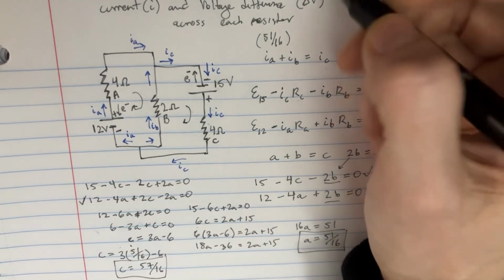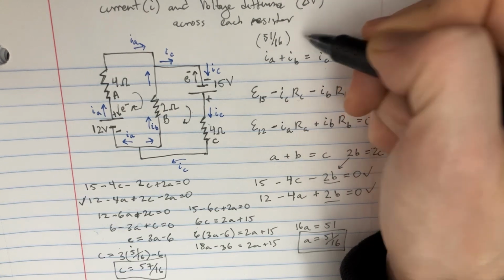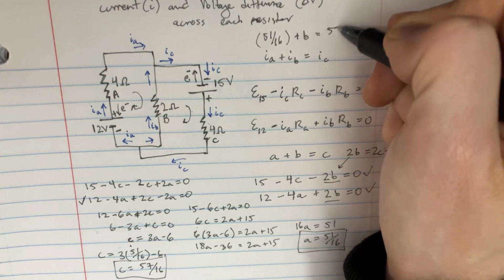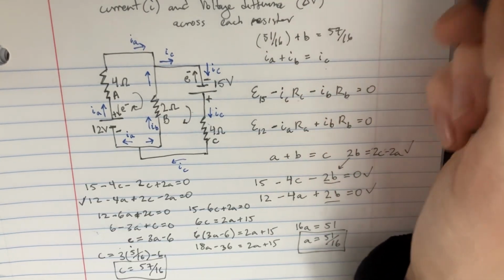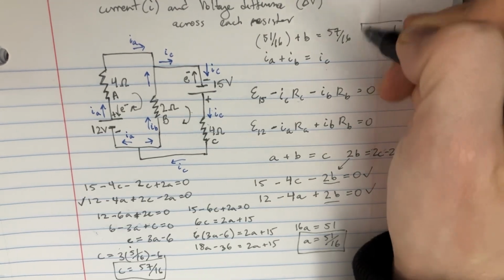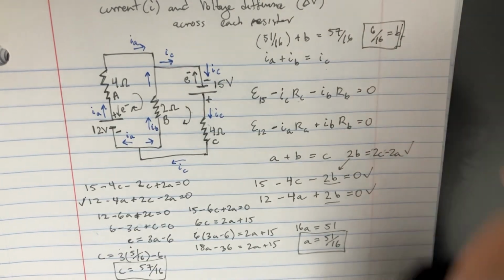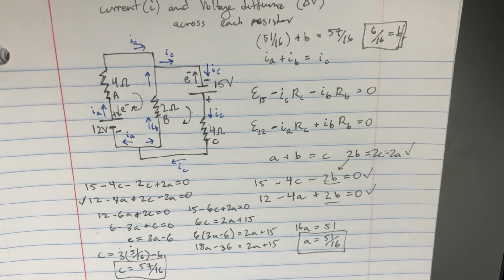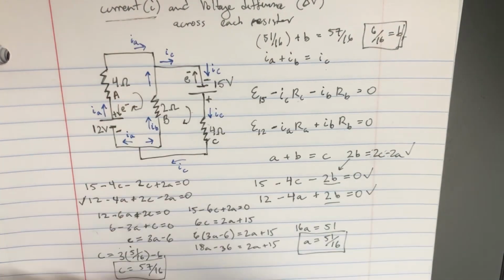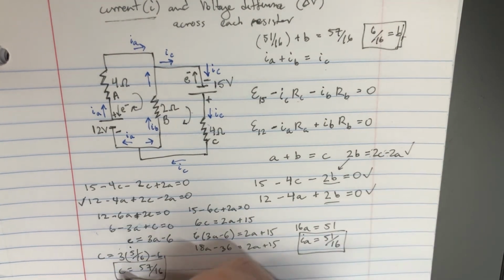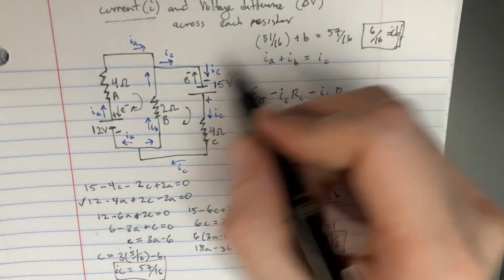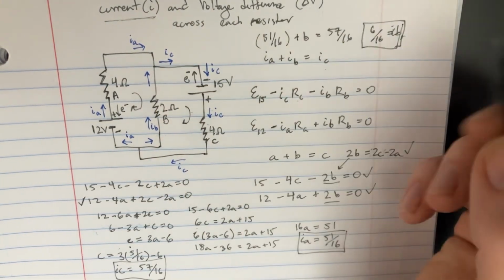That's going to go over here. Plus B equals 57 over 16. We could easily see that B would have to be equal to 6 over 16 for that to be true. And so now we should be able to find the 3 different currents. This we could just put I, and I again. So those are those currents. And then we're going to want to find the voltage difference as well.